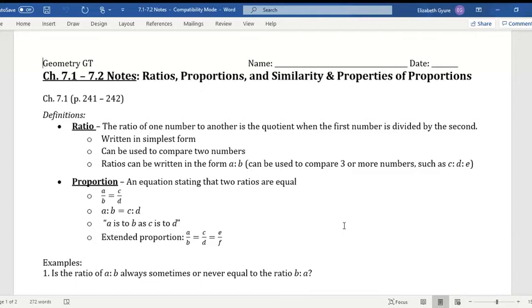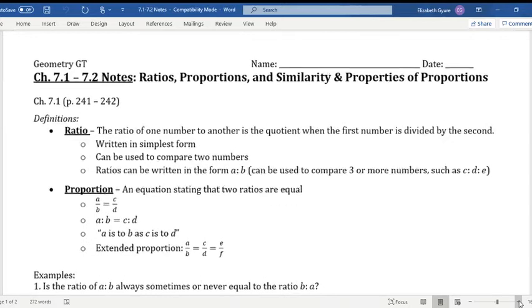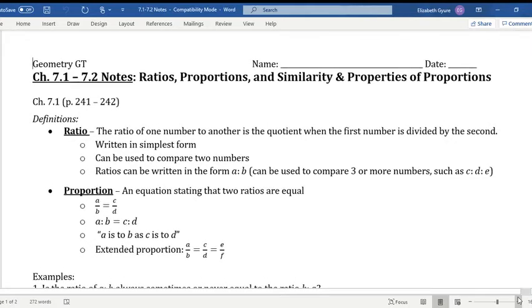All right, chapter 7. Chapter 7, we're going to be dealing with ratios, proportions, and similarity. So we've dealt a lot with shapes being congruent. Last chapter, we dealt with inequalities, right? Sides or angles were greater than others. This chapter, we're going to be dealing with proportions.